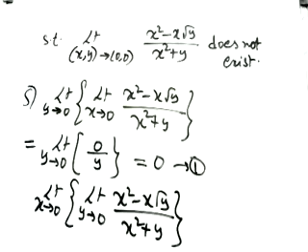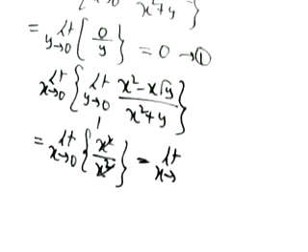Now here, first let me substitute the value of y tends to 0. So if we do y tends to 0, what will be left here? Limit x tends to 0. If you substitute 0 here, this will become 0, this will become 0. What is left here? x square by x square. This will get cancelled. So limit x tends to 0.